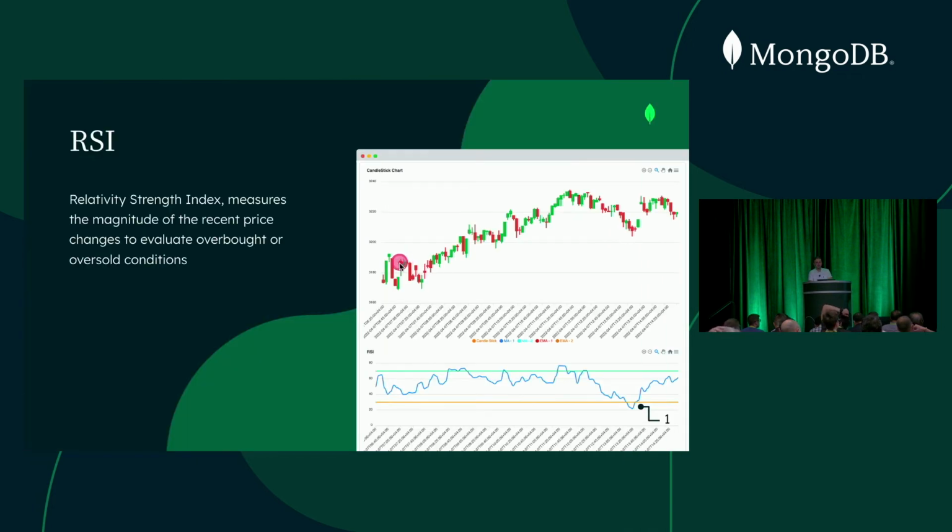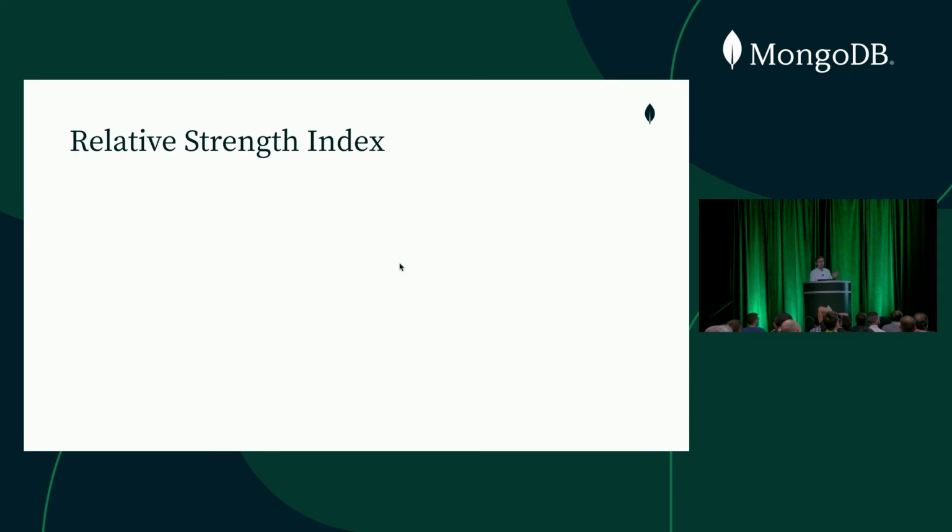All right, let's discuss another technical indicator, RSI. RSI stands for Relative Strength Index, and basically you measure the recent price changes and you evaluate whether this asset is oversold or overbought, okay? How is it calculated? What's the formula of Relative Strength Index? I hope I will not bore you because it's kind of mathematical.